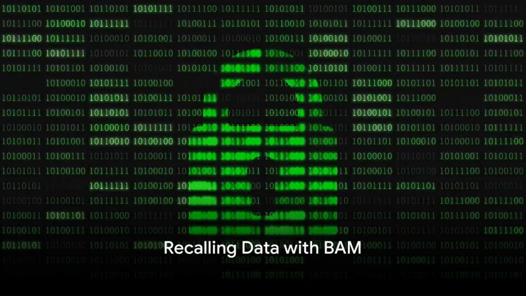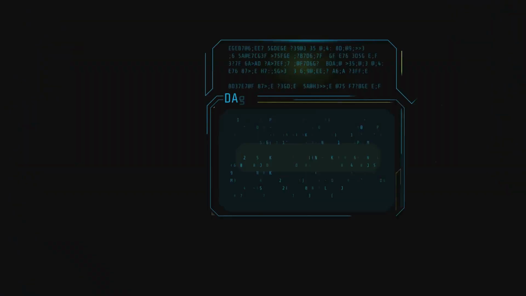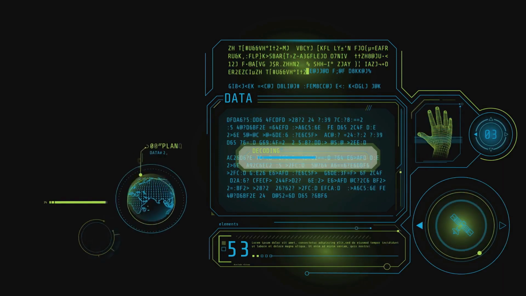Now, let's say we want to recall a piece of data. We multiply the given data with the memory matrix. The result is then passed through a function that converts it into a binary form. This result is the associated data that we wanted to recall.